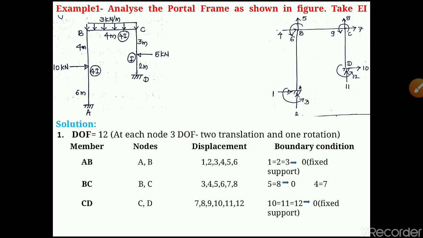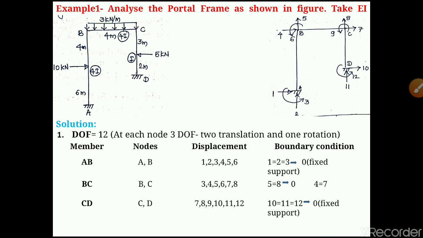So for the boundary conditions, as you can see, supports A and D are fixed supports. So the degrees of freedom at A and D, that is all displacements, are 0. So at joint A, degrees of freedom number 1, 2, 3, and at joint D, degrees of freedom number 10, 11, 12 are 0. Then at joint B and C. So at joint B, this 5 and 8 are the axial displacements of columns AB and CD. So therefore, here in this problem we are neglecting the axial deformation.